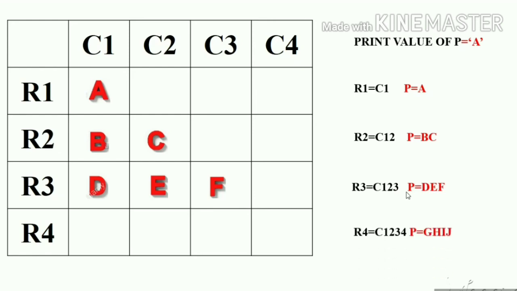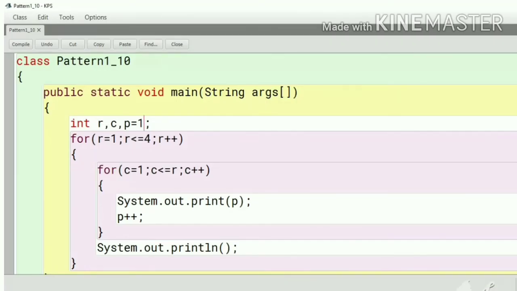Then when the row is equal to 4, it will print the value of P, G in column 1, and H in column 2. Then it will print I in column 3, and in column 4 it will print the value of P equal to J. So this is the way we have to do the program. Let's start our Java coding. Let's edit the program.